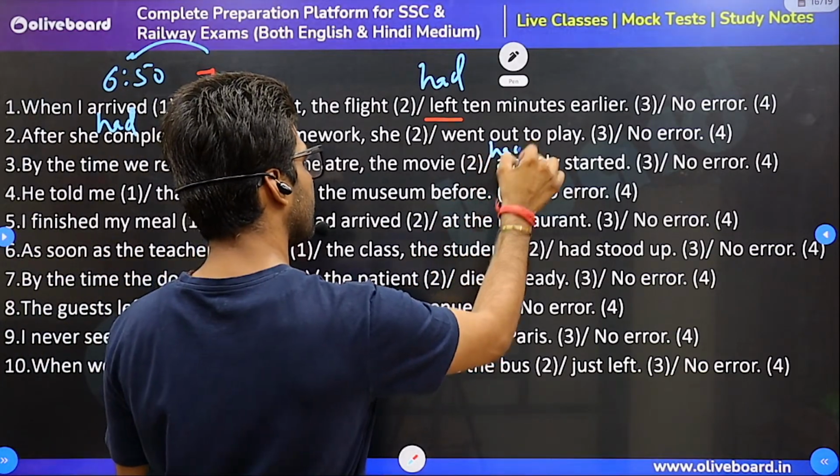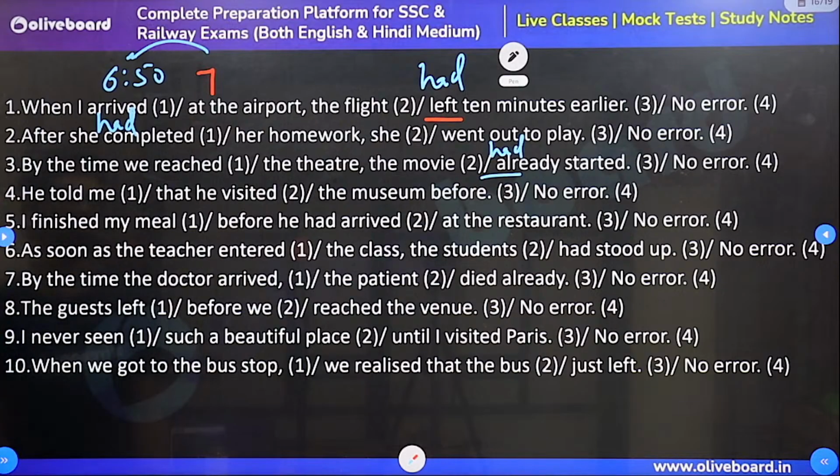He told me that he visited the museum before. Both the actions are not happening at the same time.